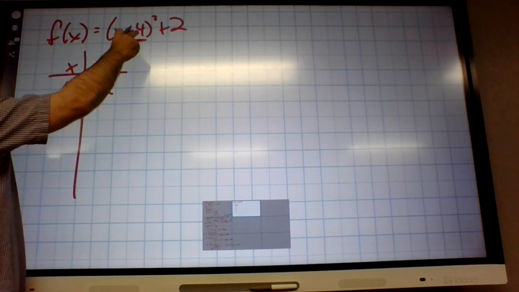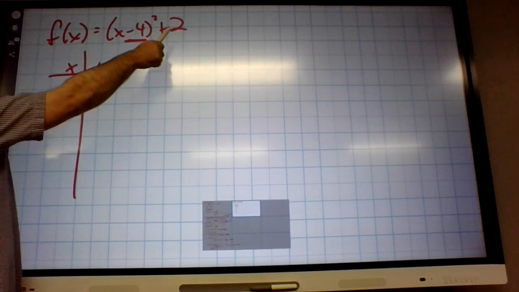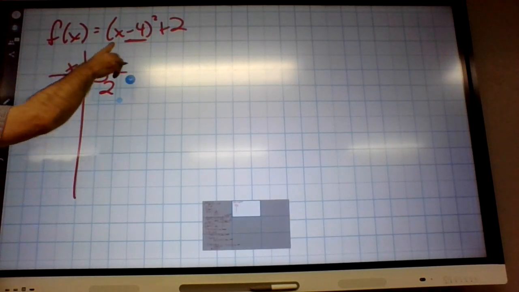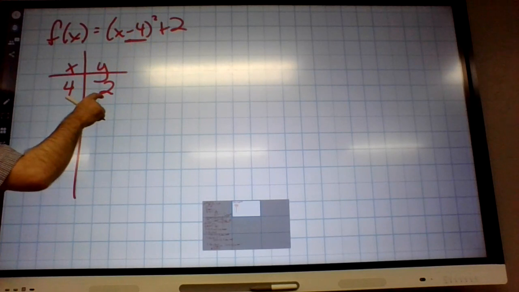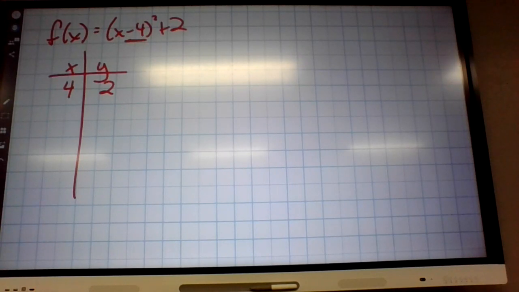So the vertex is always going to be the opposite of what's in parentheses for the x-coordinate, and the same as what's outside for the y-coordinate. So the graph is going to go right 4, up 2. Okay, (4, 2) is the vertex. That means it's the middle of the graph.